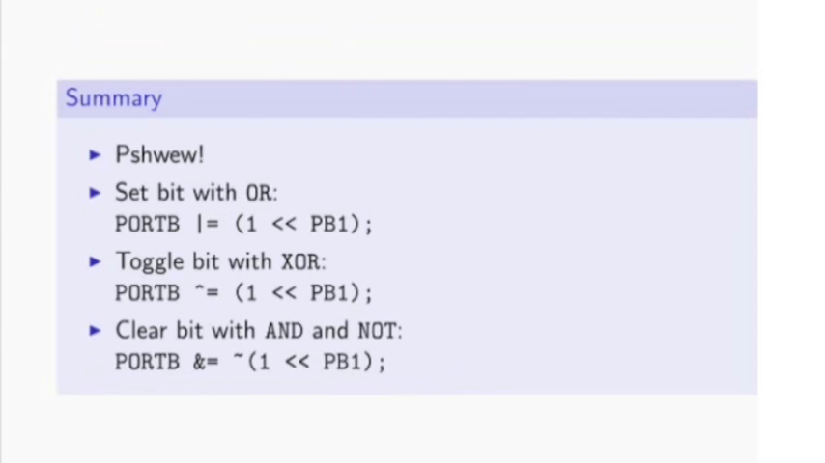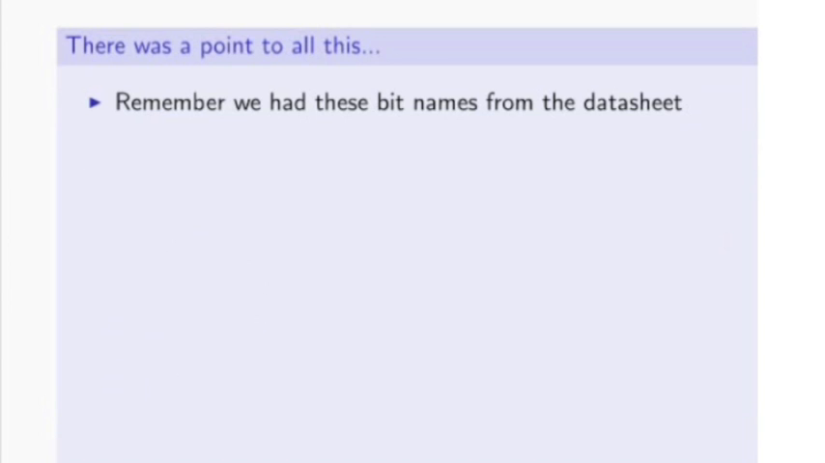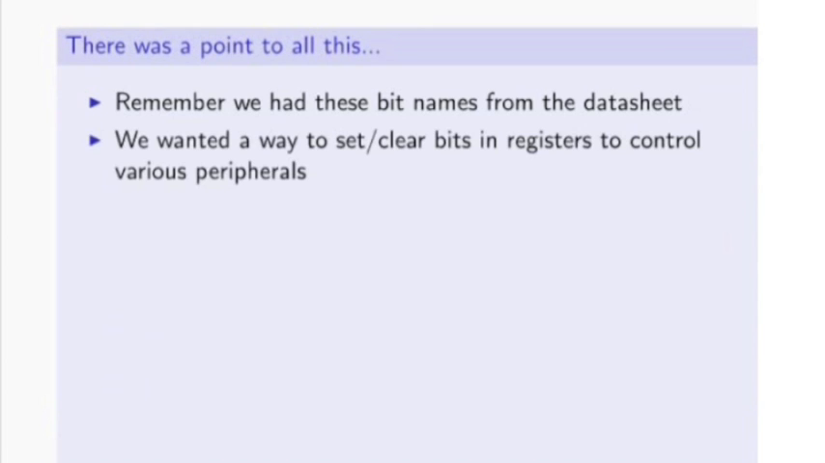Man, these are painful. You will see this in everybody's code. The trick is, after you do it for long enough, you will start to read them for what they really are. Oh yeah, here I'm setting bit PB1 in PORTB. Oh, here I'm clearing PB1 in PORTB, etc., etc. There was a point to all this, and that is that we had all of these bit names from the data sheet. Remember, we wanted to configure things by setting and clearing bits in control registers, and they had these nice mnemonic names for us.